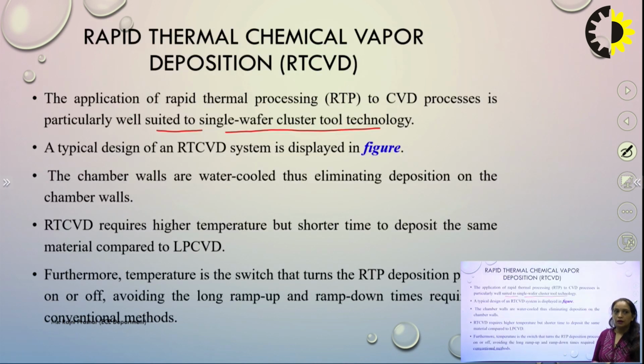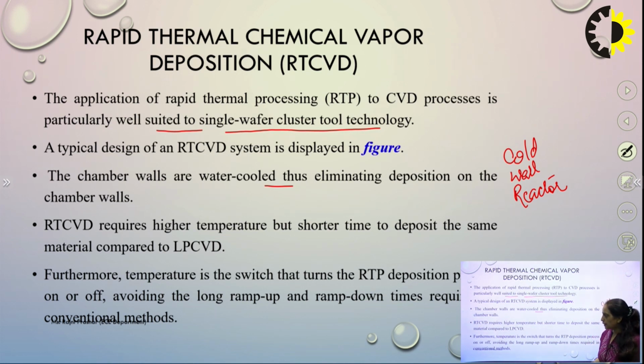These are the water coolants, so that the outside is maintained at a lower temperature. The chamber walls are water cooled, thus eliminating deposition on the chamber wall. So it is a kind of cold wall reactor, right? If the walls of the reactor are cold, the contamination will be pasted to the walls only. It will not be in the free space, it will not travel around the substrate, and it does not get mixed with the deposition gases or deposited with the deposited material.